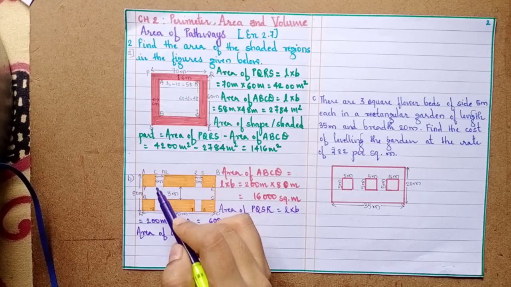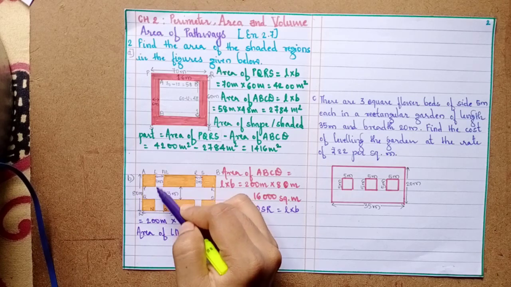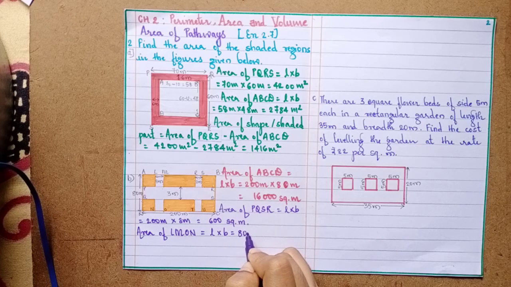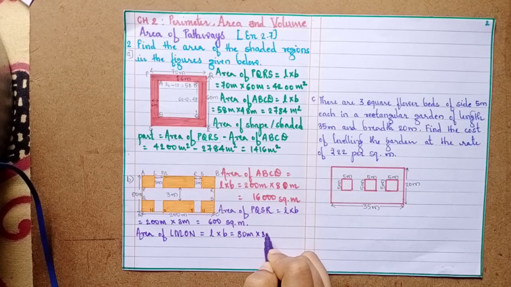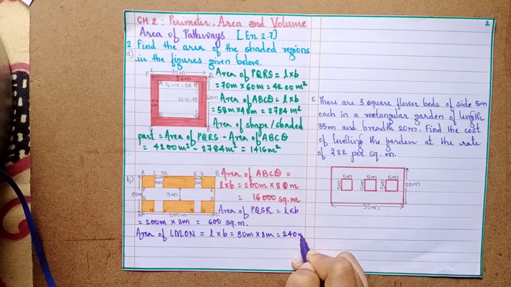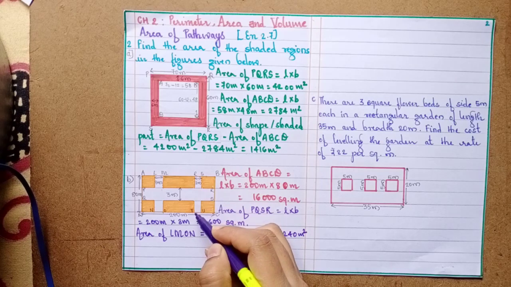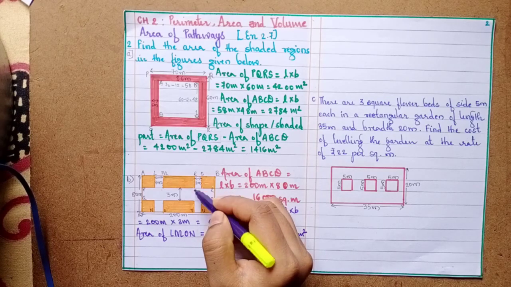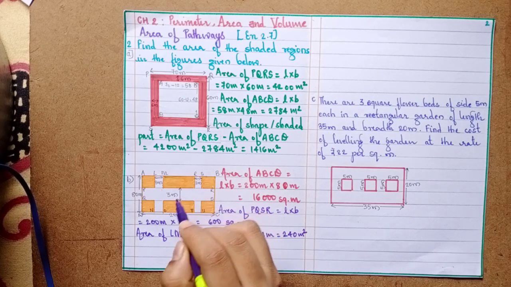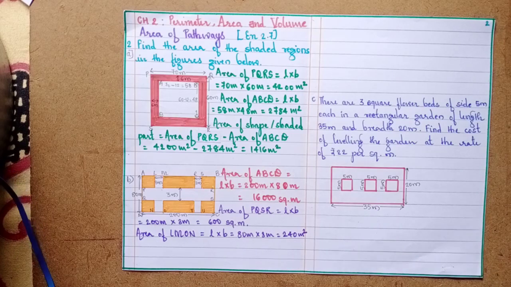To do that, our length will remain the same, that is 80 meter long and 3 meter wide. Therefore 80 into 3 meter gives us 240 square meter. Okay, now let's find the area of RSUT. Here the length is 80 meter long and it is 2 meter wide. Therefore 80 into 2 will give us 160 meter square area.